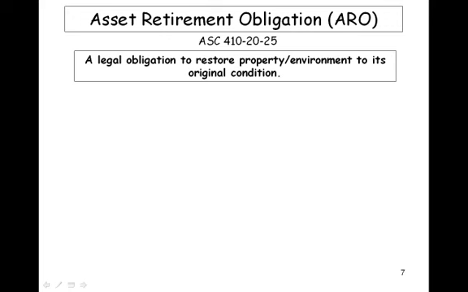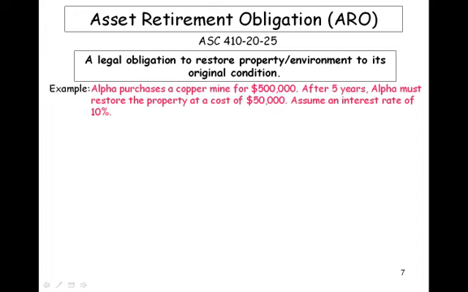An asset retirement obligation is a legal obligation to restore the property or environment to its original condition. This obligation is either a contractual commitment or the result of government regulation. Let's look at an example of an ARO. Alpha purchases a copper mine for $500,000 and is required to restore the property to its original condition in 5 years. We'll assume an interest rate of 10%.